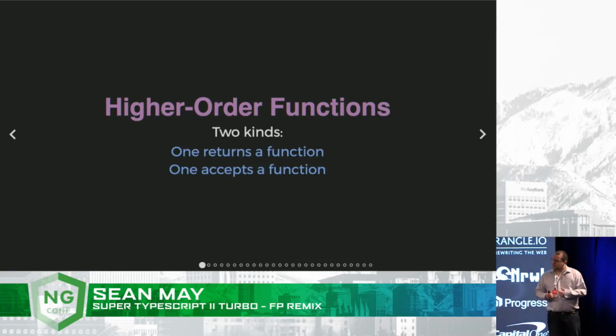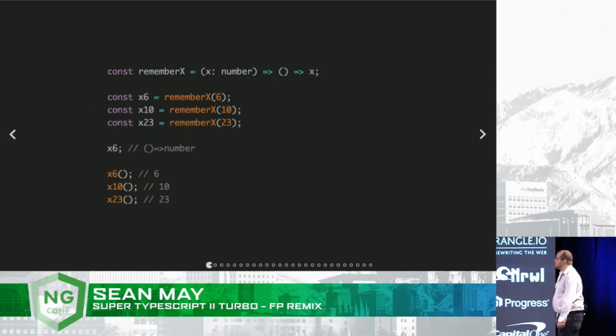Right? So next on our list of basics, we have higher order functions. And higher order functions come in two flavors. The first flavor is a function that returns a function. And the second flavor is a function that accepts a function. Right? In JavaScript, we do that all the time in callbacks. Again, we'll see that in a bit.